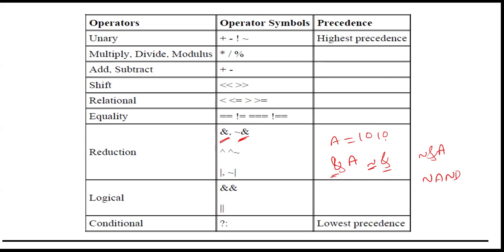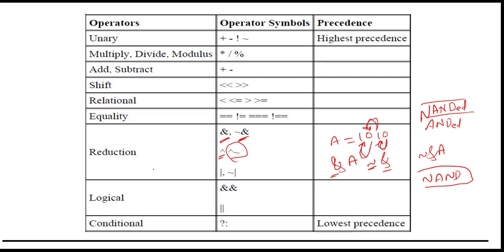So it is like this bit is ANDed with this one, and that result is ANDed with this one, and that result is ANDed with this one. In case of NAND, this is NANDed with this one, and that result is NANDed with this one, and so on. So NANDed or ANDed like that, and this is for XOR, and this is for XNOR.